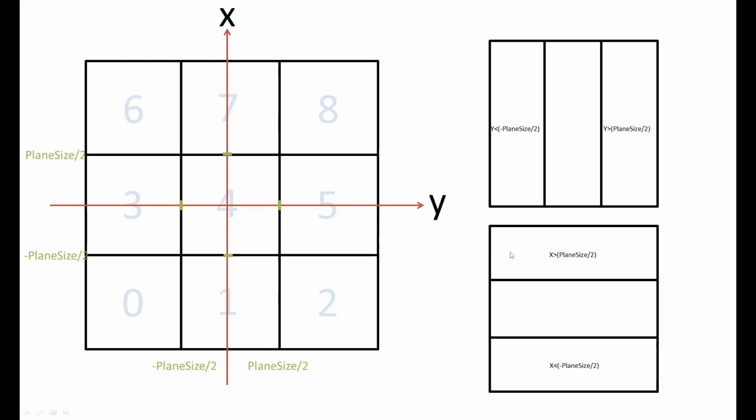And using the next condition, we can find the plane that the character is stepping on. For example, if the character is stepping on index 6, y is less than minus plane size divided by 2 and x is greater than plane size divided by 2.